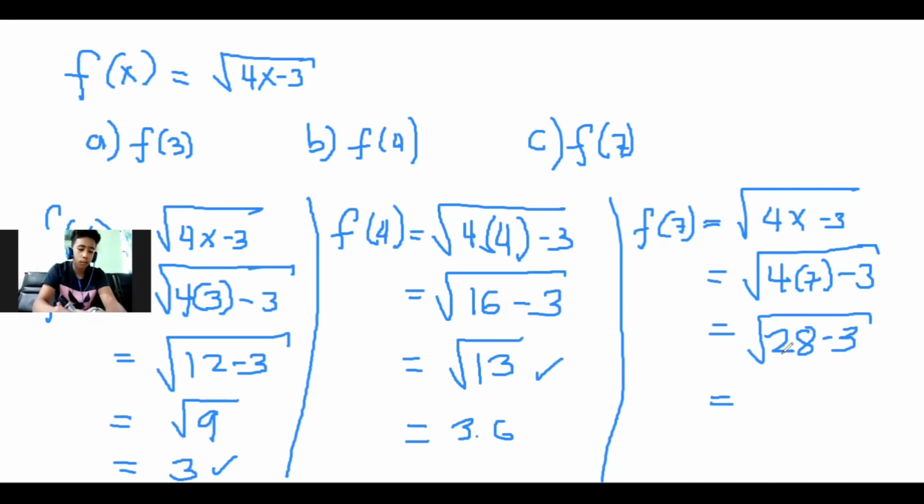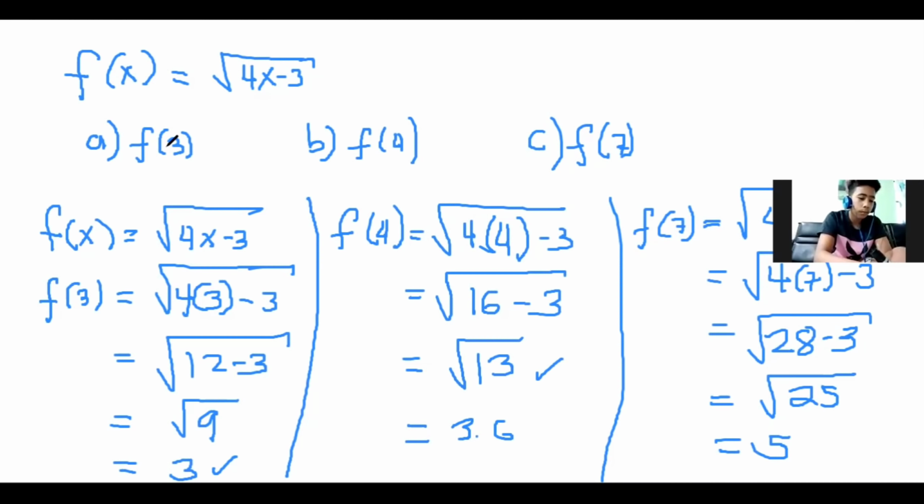Then what is 28 minus 3, children? So that is 25. And if we get the square root of 25, it is equal to 5. Okay, so any question about this solution? Any question? None so far? Okay.